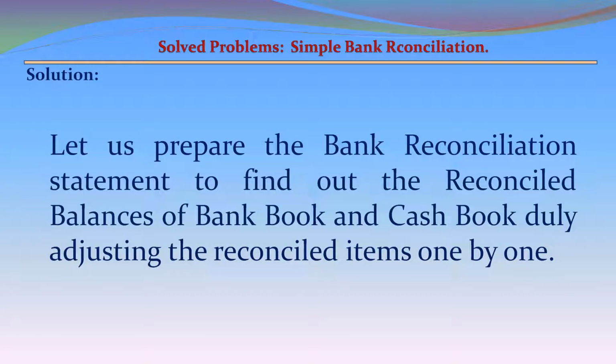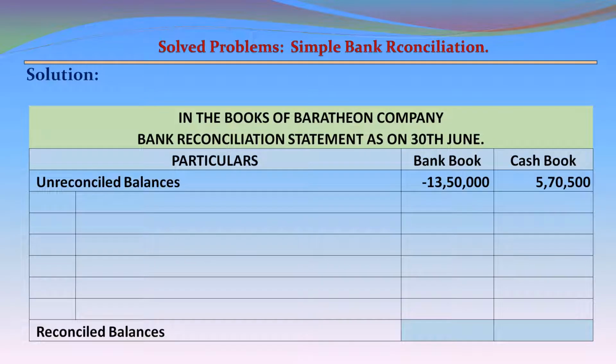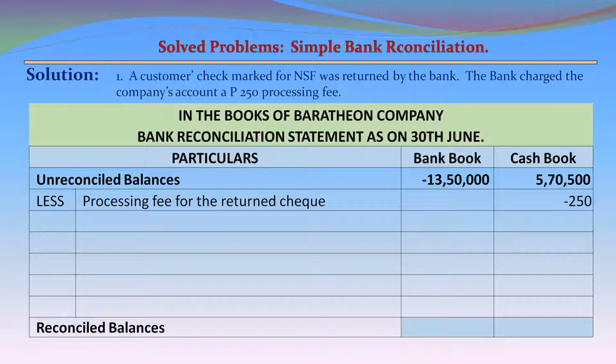Let us prepare the bank reconciliation statement to find out the reconciled balances of bank book and cash book, duly adjusting the reconciled items one by one. In the books of Bharathian Company, bank reconciliation statement as on 30th June, particulars, bank book, cash book. The unreconciled balances as per bank book and cash book are: bank book 1,350,000, as per cash book 570,500.